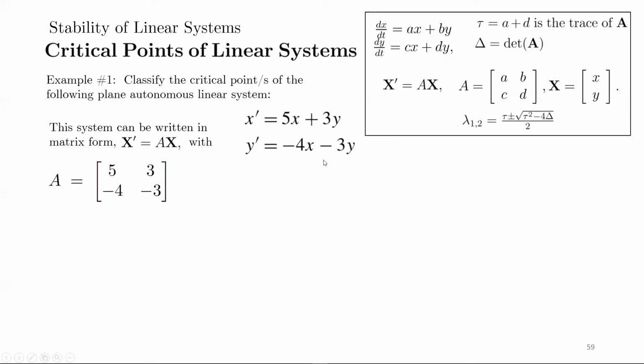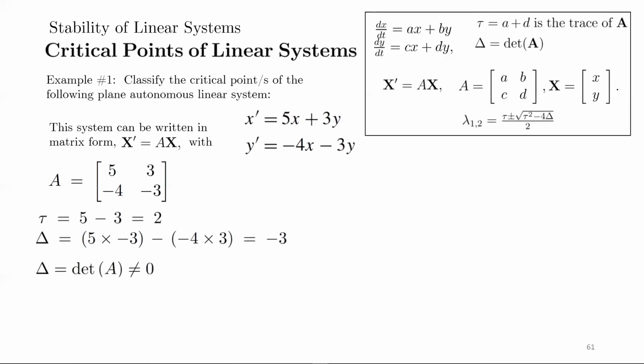If I calculate the trace of this matrix, I have 5 plus minus 3, so 5 minus 3 is 2. If I calculate the determinant, 5 times negative 3, take away negative 4 times 3, so I believe that's negative 3. Okay. Therefore, the determinant is non-zero, so (0, 0) is the only critical point. We're not looking at a line of critical points.